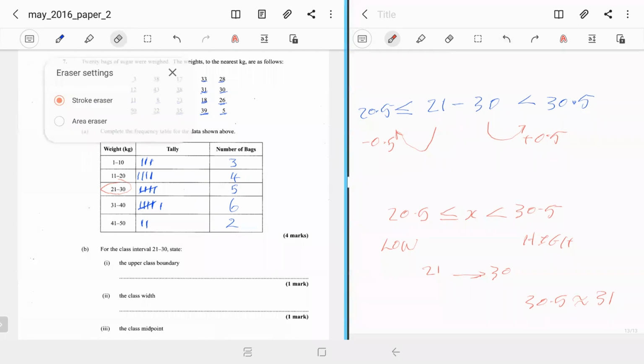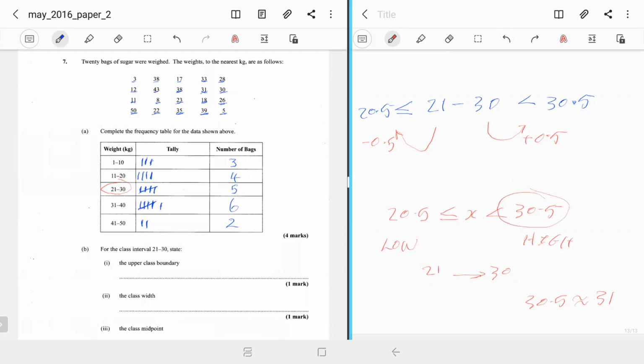Understand it any better? Yes, sir. All right, so the upper class boundary is one now. Tell me. Sir, the less than 30.5. No, you're going to put the value. Upper class boundary is the value at the upper class boundary, which is 30.5, and you have to say kilograms because the unit is kilograms.